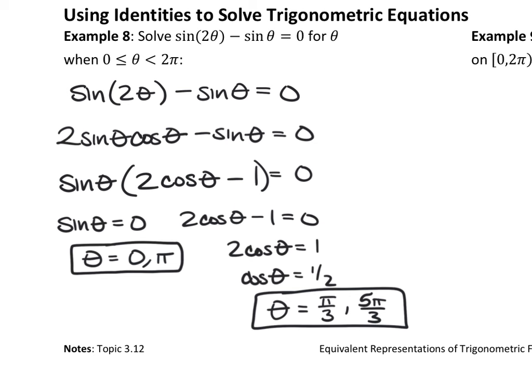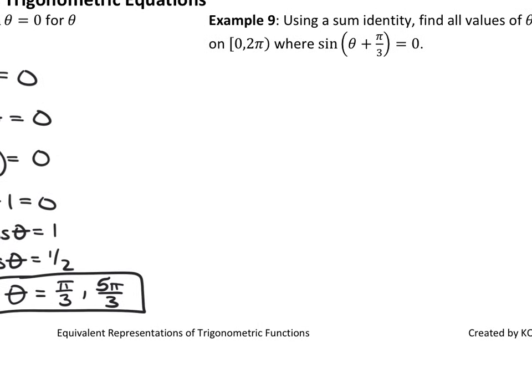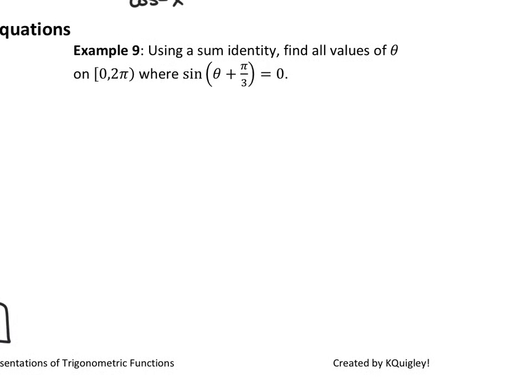Last question. I'll be honest, this one's kind of a doozy, so hang on, we got this. Number 9, using a sum identity. So there's your hint. Find all values of theta on 0 to 2 pi, where sine of theta plus pi over 3 is equal to 0. All right, hang on with me. Sine of theta plus pi over 3 equal to 0. It tells me to use the sum identity.